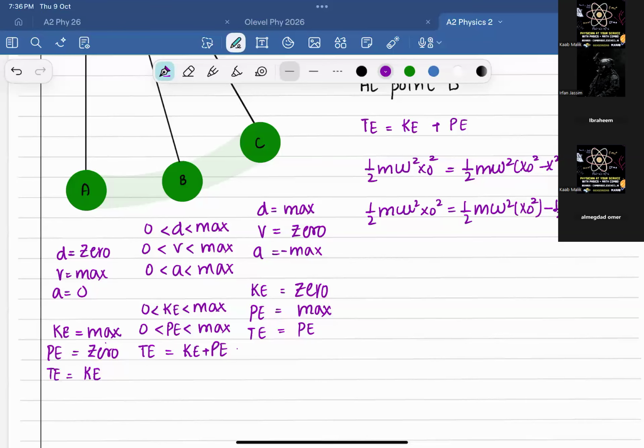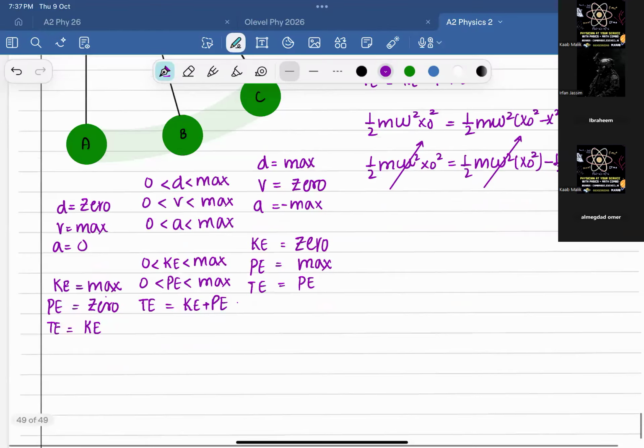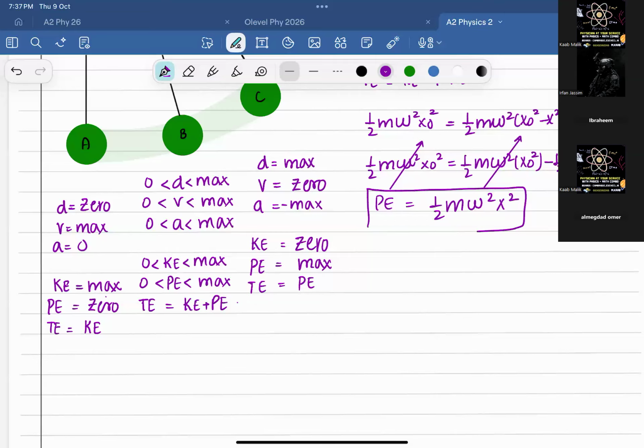Now we can cancel these two things out, okay? And we'll be left with the potential energy equal to half m omega squared x squared, right? So this is the formula for the potential energy, right?